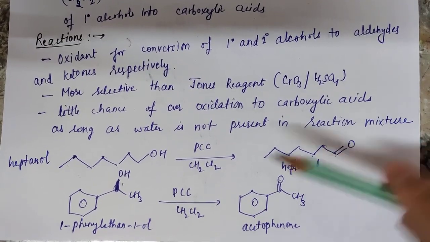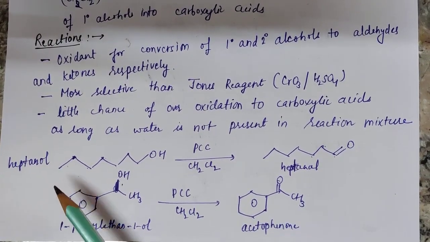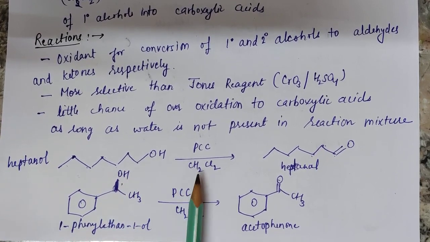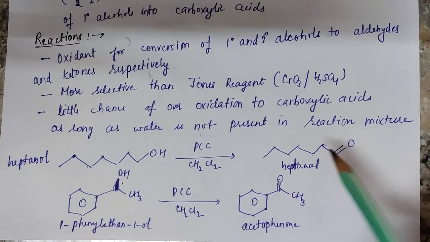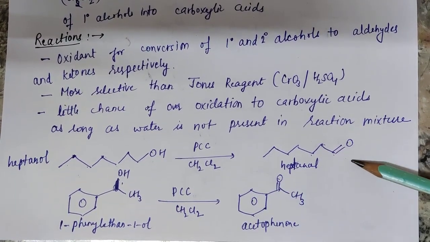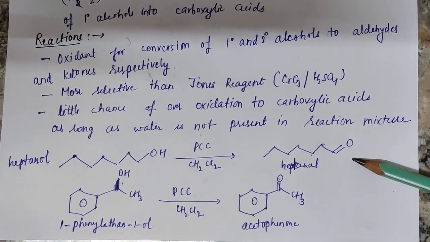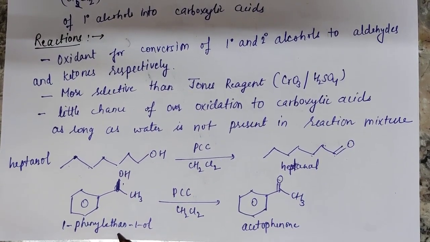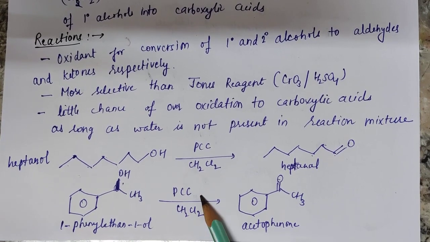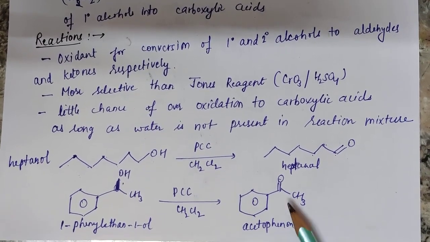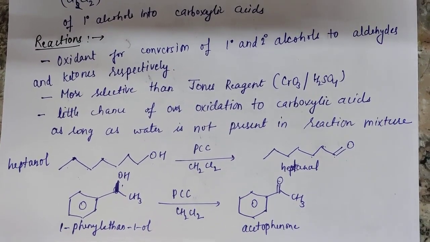Let's look at the reactions. Here we have heptanol. When treated with pyridinium chlorochromate in presence of dichloromethane, it gets converted to aldehyde. It's a primary alcohol getting converted to aldehyde, heptanal. Second is a secondary alcohol. Again, when we treat it with PCC and dichloromethane, acetophenone is formed. That is a ketone.